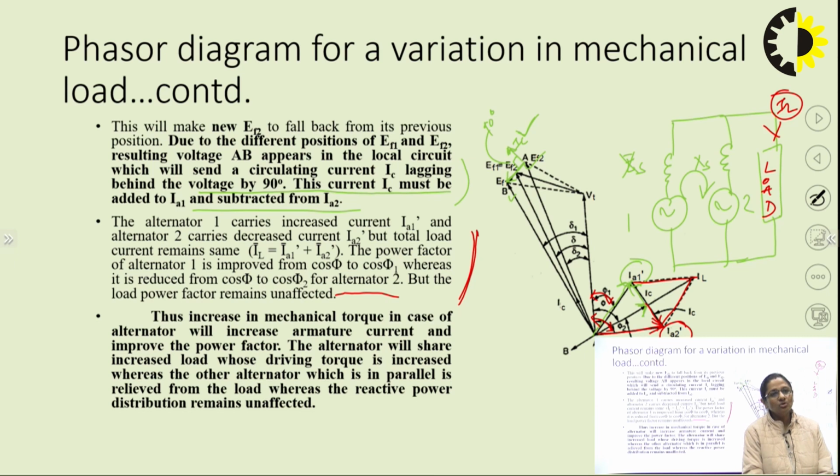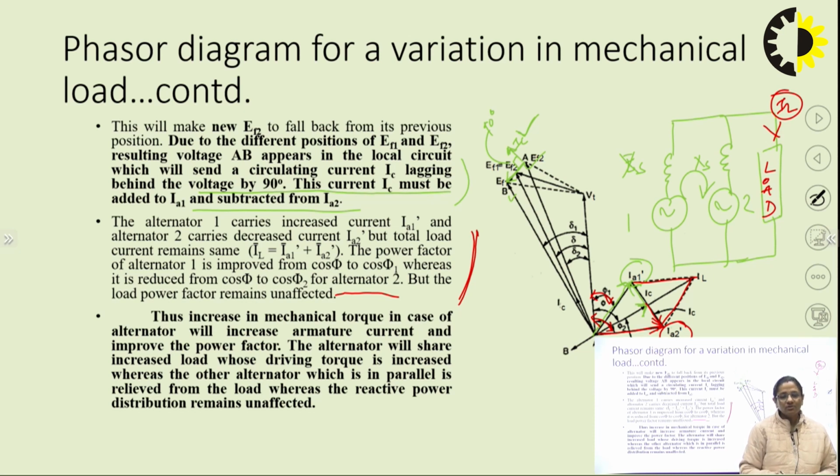But there is no variation in the load power factor. Why so? Because there is no variation in the load actually. So what we can conclude is an increase in mechanical torque in case of alternator will increase its armature current and improve its operating power factor.